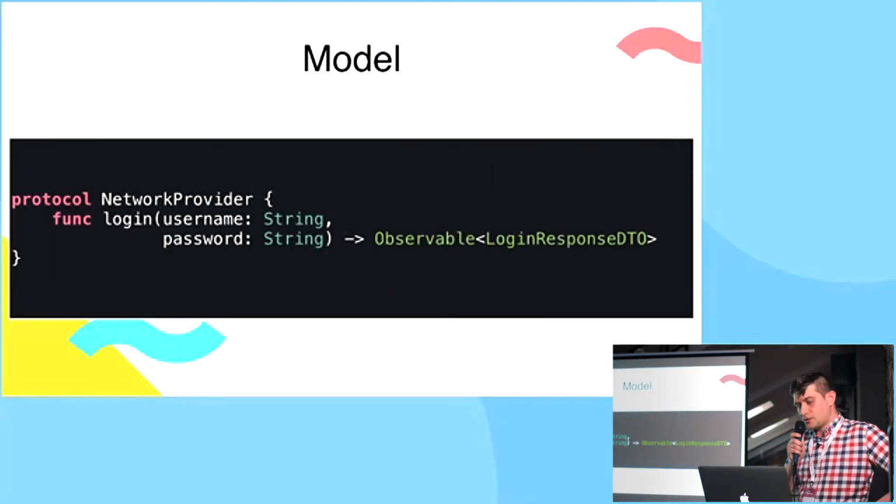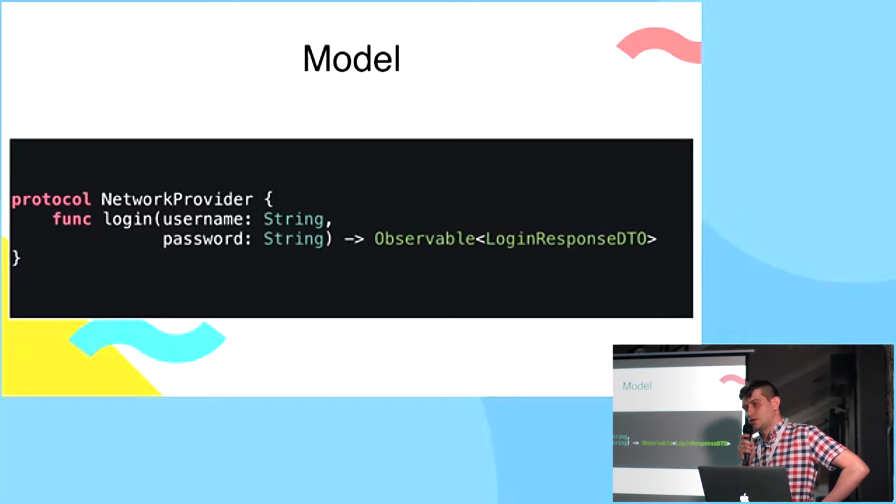And now I would like to show you how our model part looks in this simple example. It's just a protocol for the network provider. And the only method of this network provider is the login action. As you can see, this login action takes two parameters, username and password, and returns an observable with a login response. So as you can see, we use RxSwift not just for UI binding, but also for handling API responses.